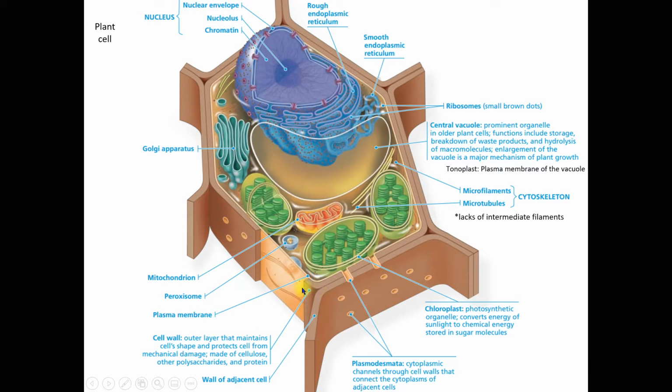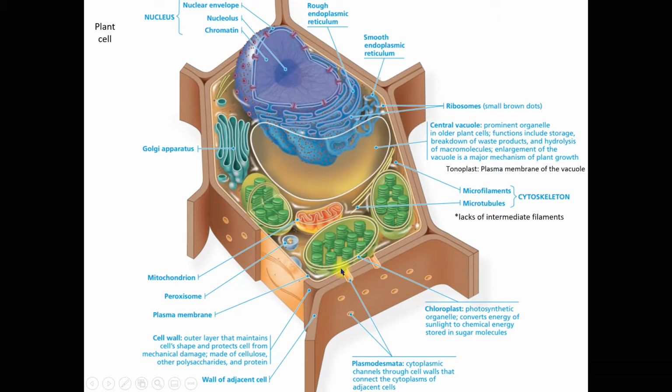Alright, so the cell wall is made of cellulose, right? Mainly cellulose. But it has other components like polysaccharides and protein. But the main component that makes the cell wall is the cellulose. Now, this cell wall is the outer layer that maintains the plant cell's shape and protects the plant cell from mechanical damage. And you notice that there are some holes here on the cell wall.